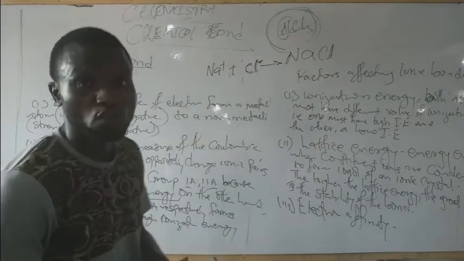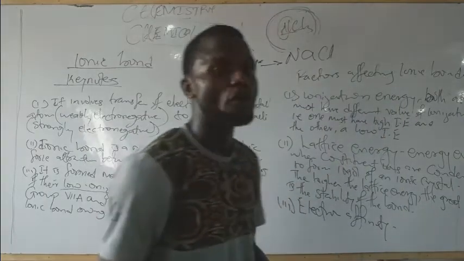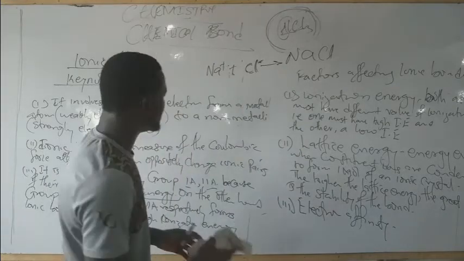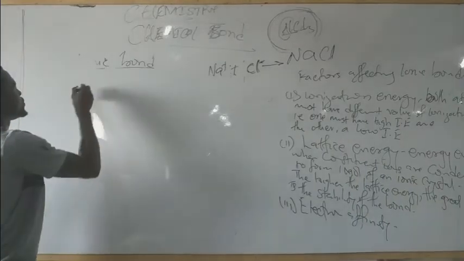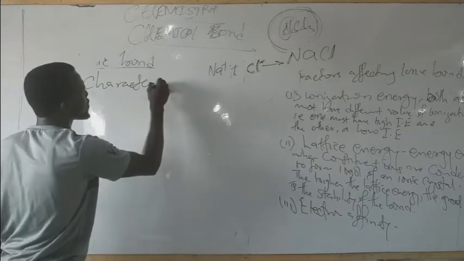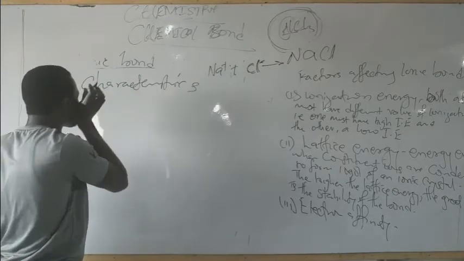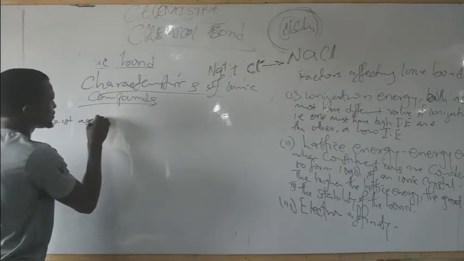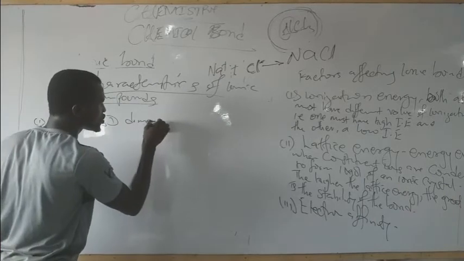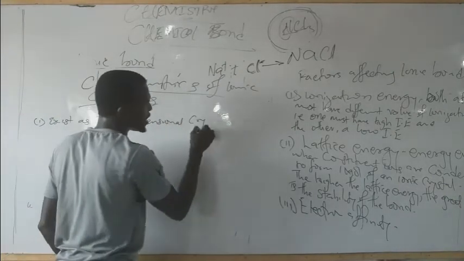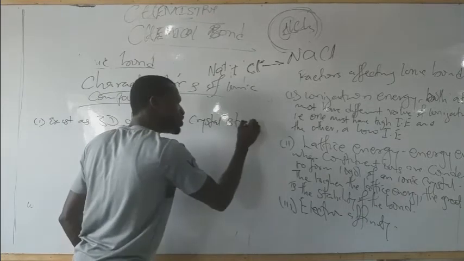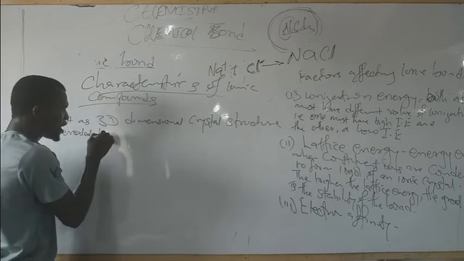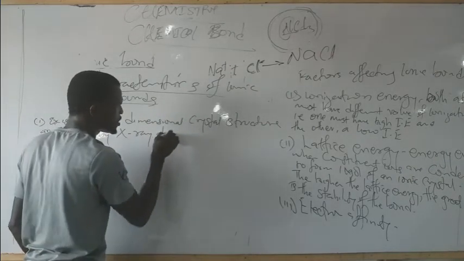Then the next part we look into is the characteristics of compounds having ionic bonding. Now, characteristics: they exist as a three-dimensional crystal structure as revealed by X-ray diffraction studies.